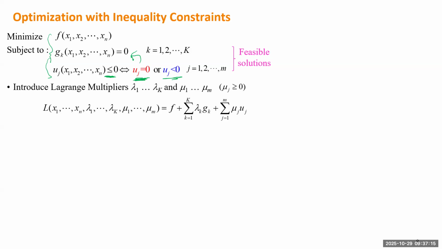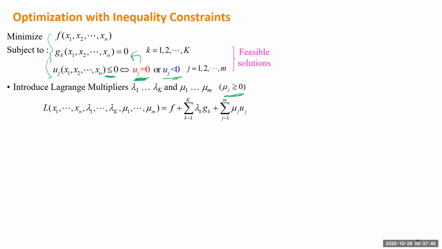But here, because we have inequality constraints, we only want the state to stay on one side of this U, right? U can be zero or negative. Then we have to define the sign for mu. The mu cannot be negative, so that this gives you a meaningful penalty or price.